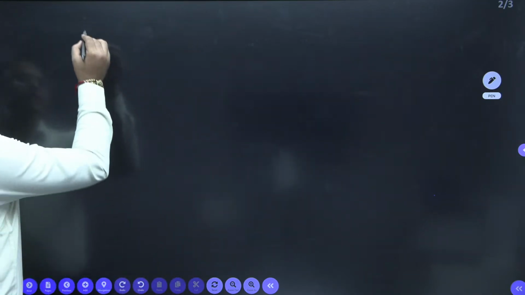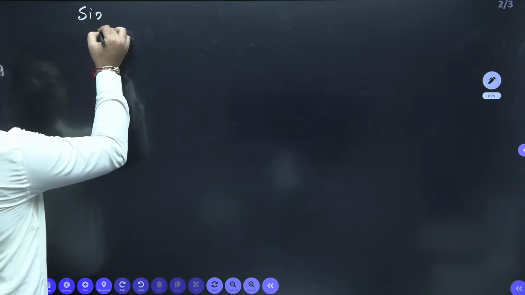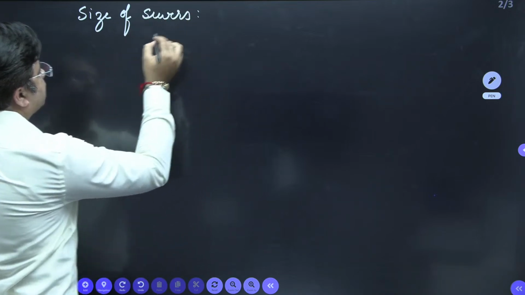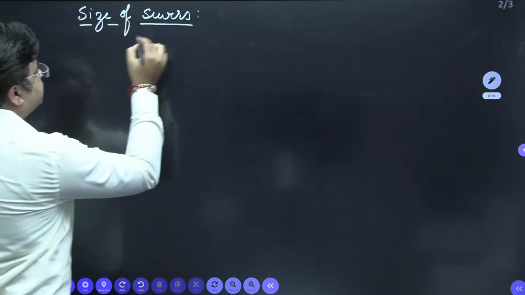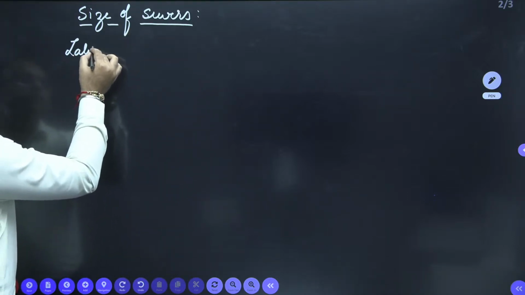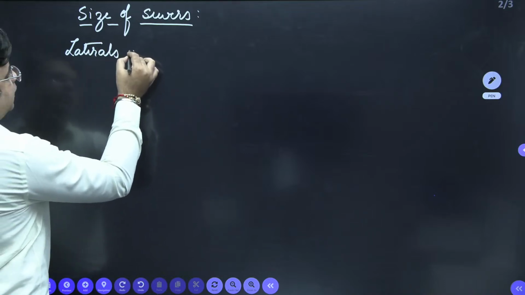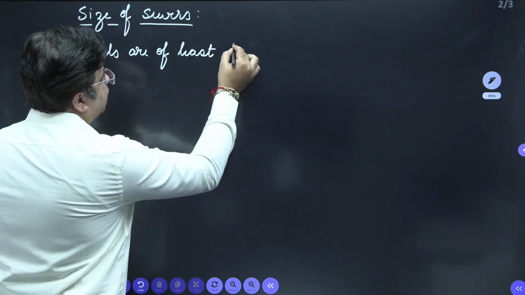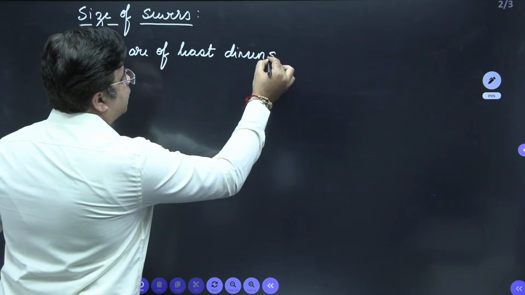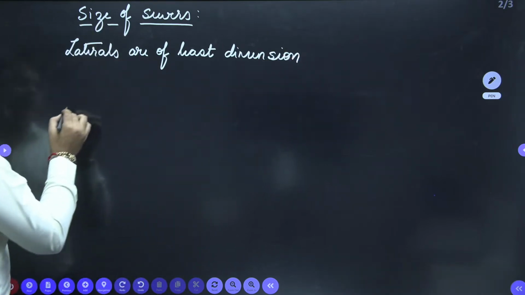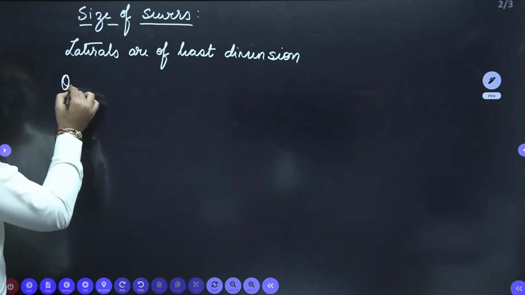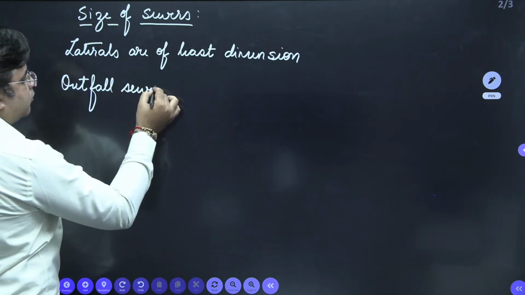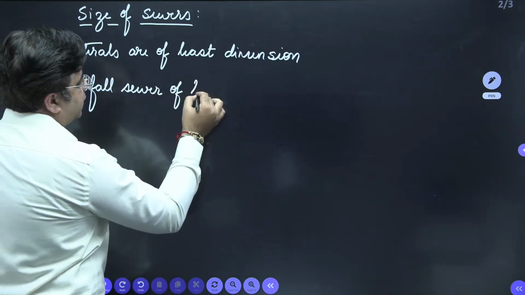So talking about the size of sewers, laterals are of least dimension and your outfall sewer is of largest dimension.